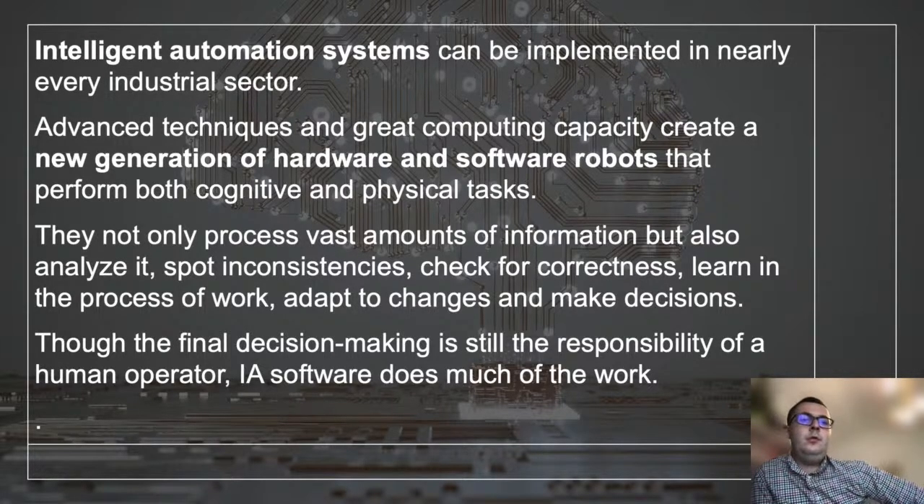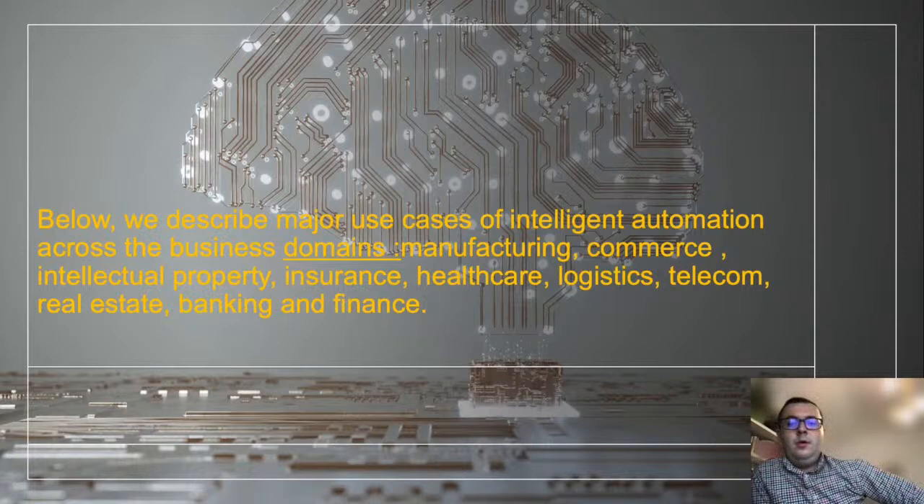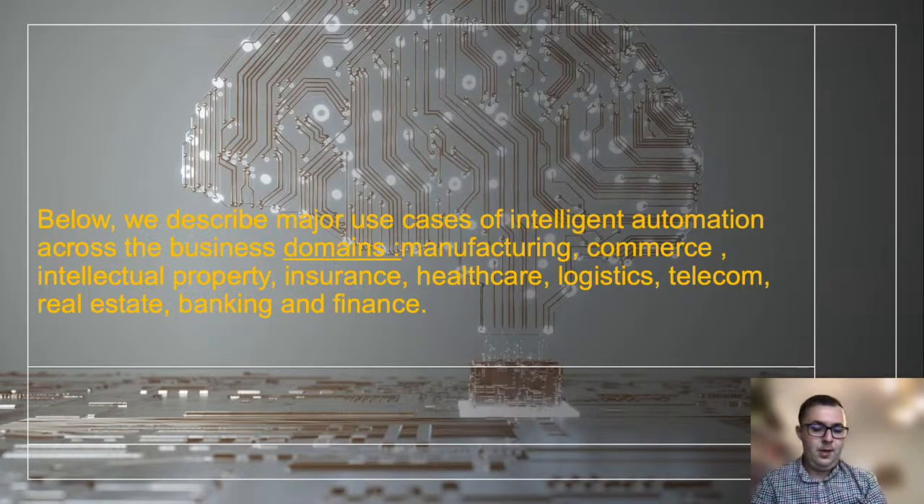And of course, even though the final decision making is still the responsibility of a human operator, intelligent automation software does much of the work. Below, we describe major use cases of intelligent automation across the business domains. So we have many important fields in which intelligent automation can provide insights and advantages, starting from manufacturing, commerce, intellectual property, as well as insurance domain, healthcare, logistics, telecom, real estate, banking, and finance.